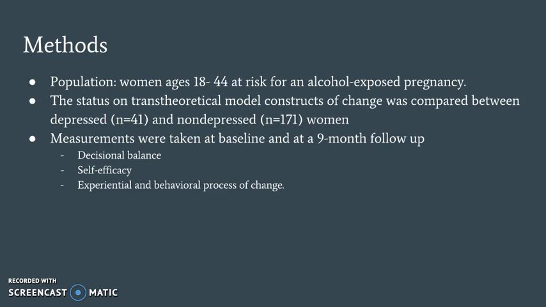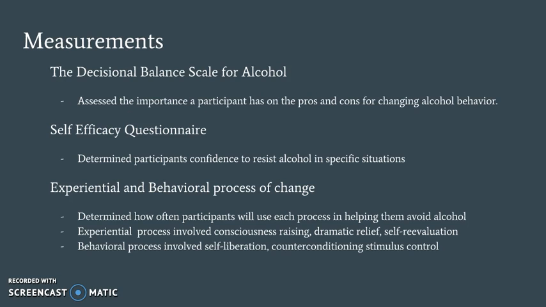The population included women ages 18 to 44 at risk for an alcohol-exposed pregnancy. The status on Transtheoretical Model constructs of change was compared between depressed and non-depressed women, and measurements were taken at baseline and at a 9-month follow-up using the ideas of decisional balance, self-efficacy, and experiential and behavioral processes of change. So questionnaires were administered, again, at those 2 time points.